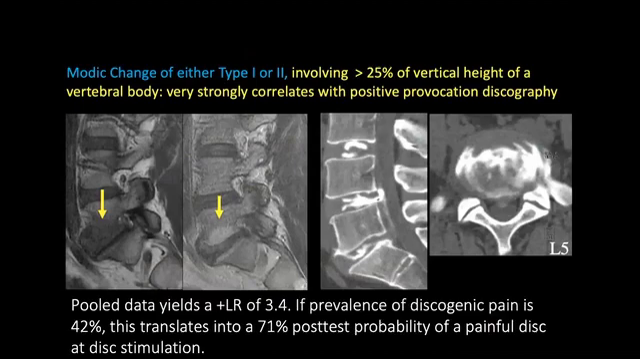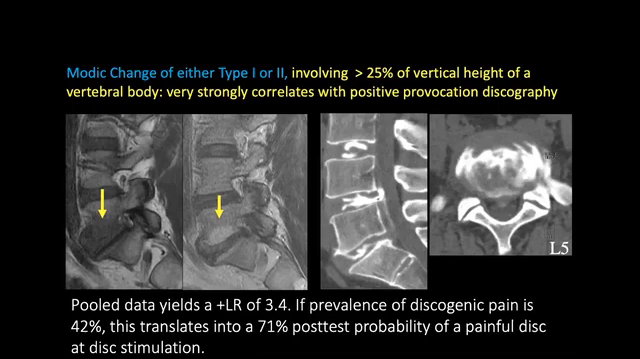Modic change, either type 1 or type 2, when it's substantial in size, meaning involving greater than 25% of the vertical height of the vertebral body, very strongly correlates with provocation discography. And so, again, a number of studies looked at this, similar to the HIZ. When we pool those data, there's a likelihood ratio, again, of about 3.4. And so if the prevalence of discogenic pain is 42%, as we talked about in the earlier part, this translates into about a 71% post-test probability of a painful disc.